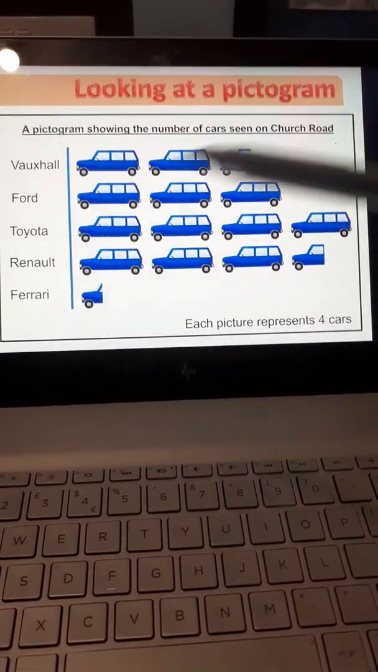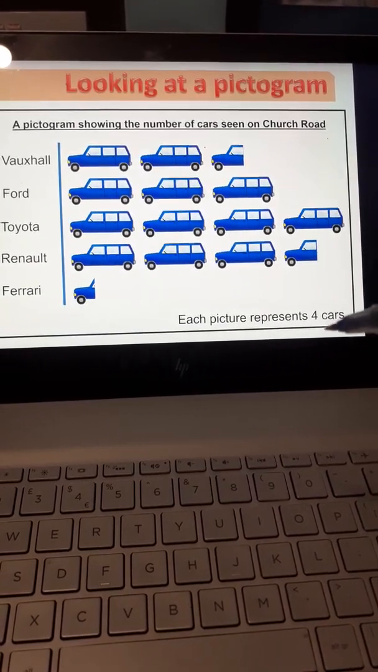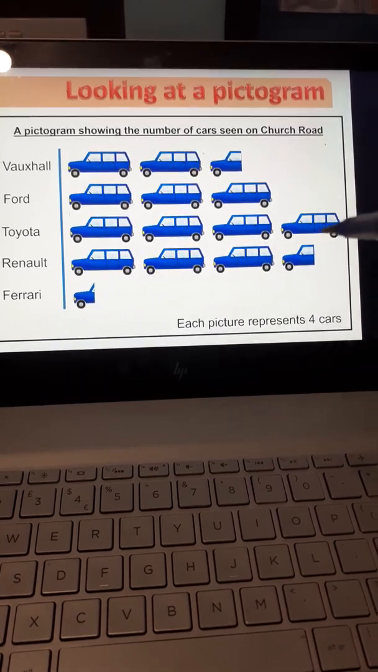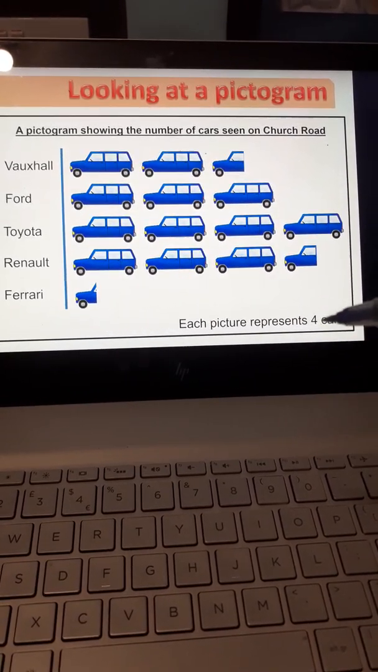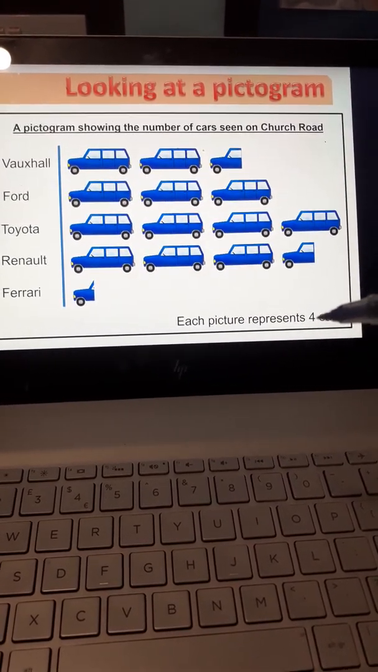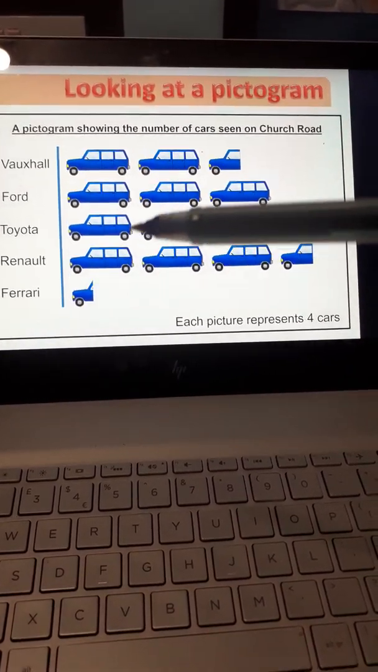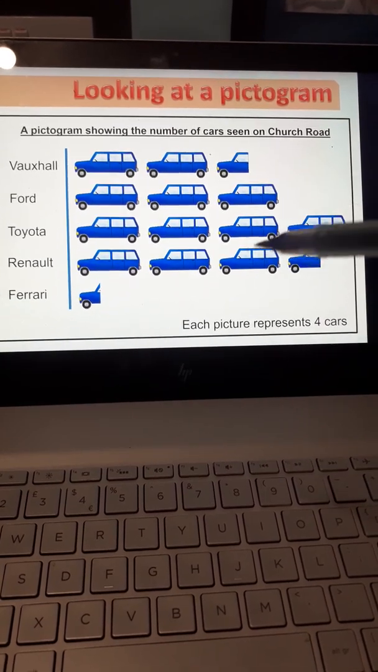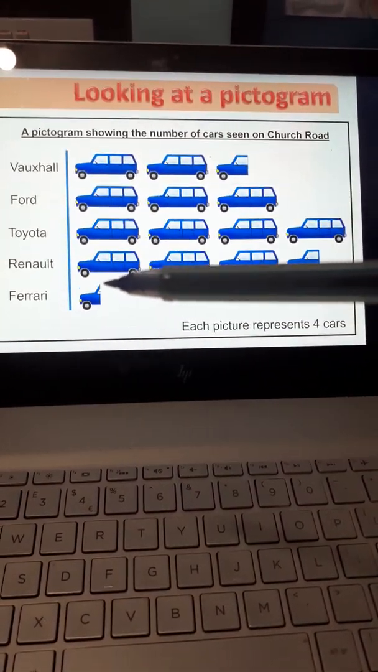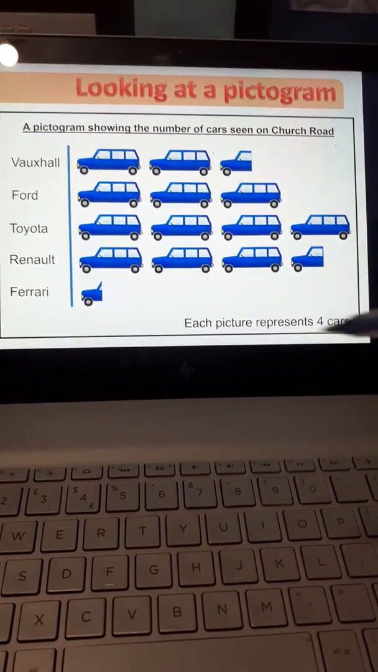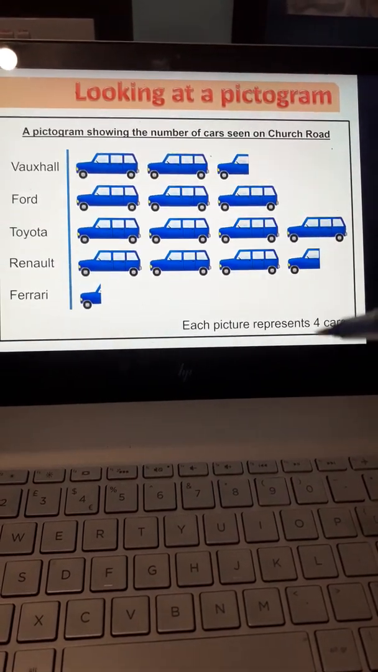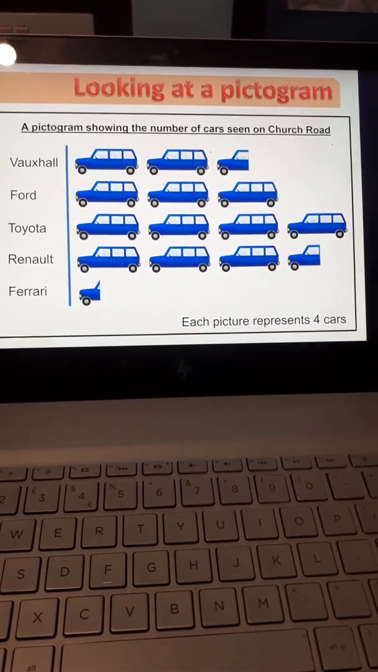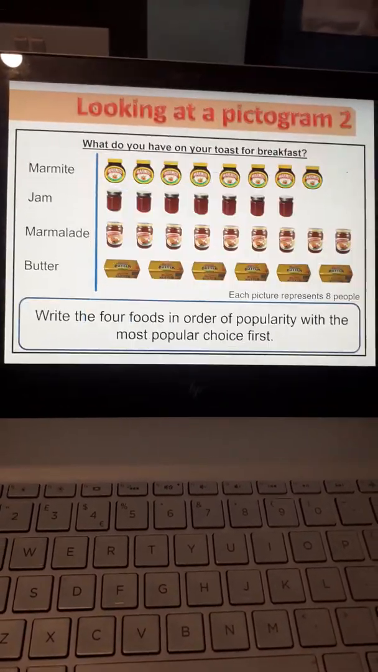How many Toyota cars were there? Remember, each symbol is worth 4. Let's count up. 1, 2, 3, 4 Toyotas. 4 times 4 is... that's right, 16. Or you could just count up in 4s. 4, 8, 12, 16. How many Ferraris? Vroom, vroom. How many Ferraris were there? It's only half a symbol. Each symbol is worth 4, so half a symbol must be 2. Interesting.